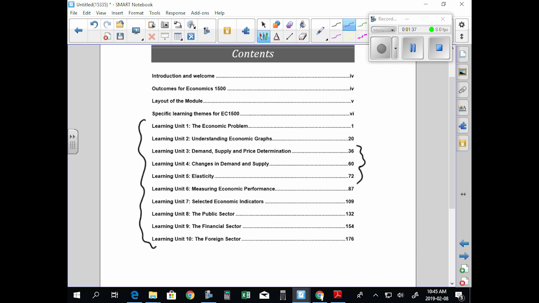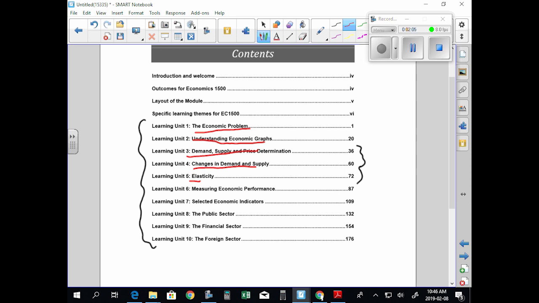The first learning unit, unit 1, is just the economic problem. We are talking about the problem that we have in order for us to even have a branch of economics. What are we concerned with? And then we will talk about understanding economic graphs so that we can interpret and sketch our own graphs when it comes to chapters 3, 4, and 5, where we are talking about demand, changes in demand, and elasticity. From there, we go on.